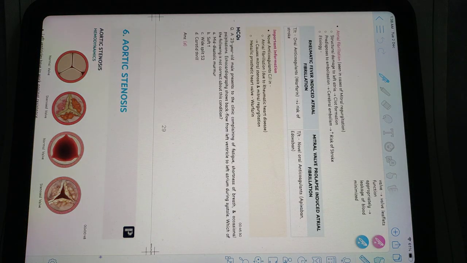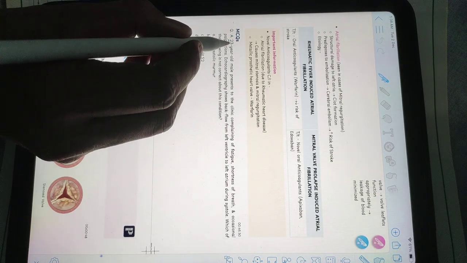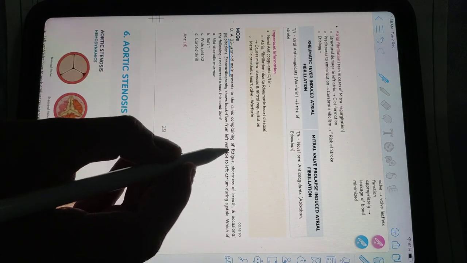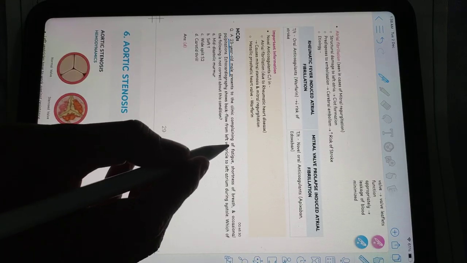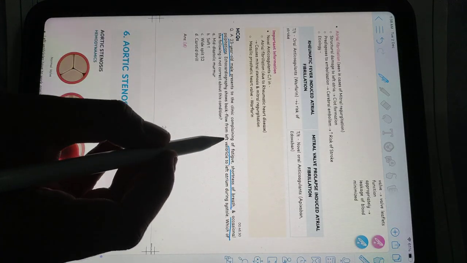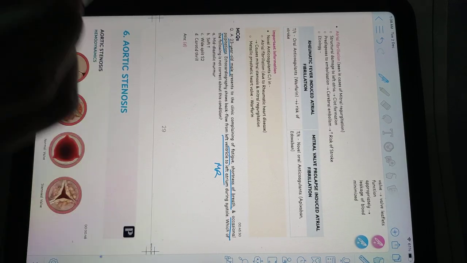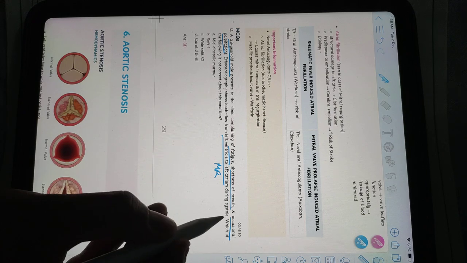Okay, let's talk about mitral regurgitation (MR). So the question is, a 23-year-old male patient complaining of fatigue, shortness of breath, occasional palpitation. Echocardiography shows backflow from left ventricle to left atrium, that means mitral regurgitation during systole. Which of the following is not correct in this condition?